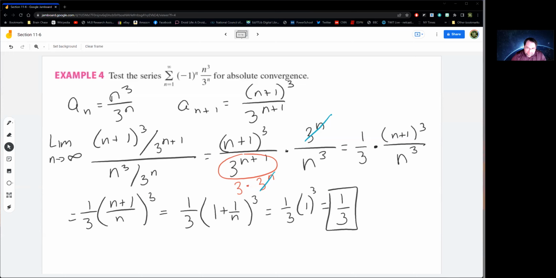Any questions or confusions on the algebra steps to go through that? Or the simplification, the breakdown. This is going to be a very common theme when you're going through and doing these. It's going to be very similar in the process pretty much every time.